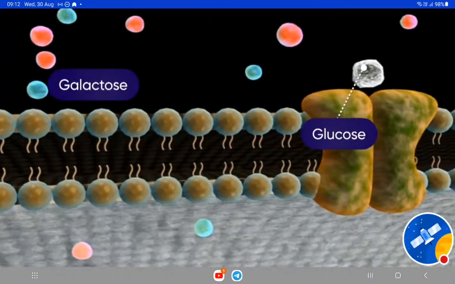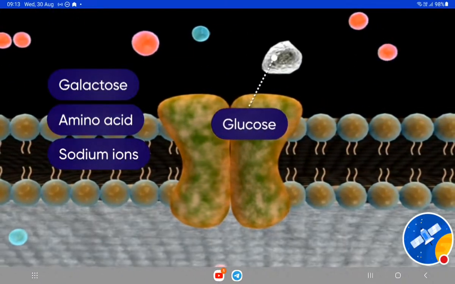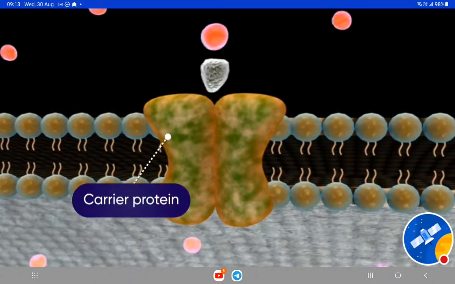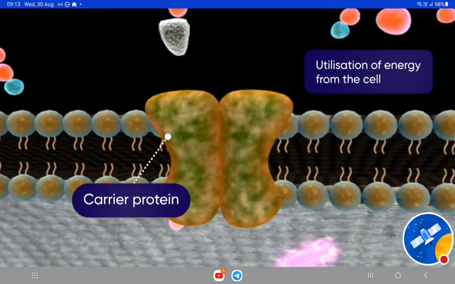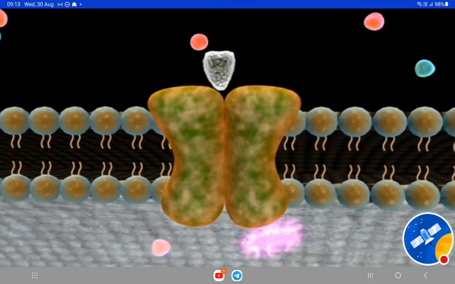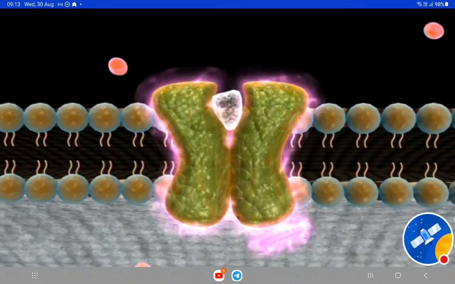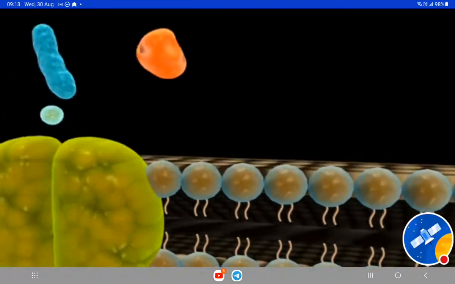Glucose, galactose, amino acids, sodium ions, etc. are on the other hand absorbed by active transport through carrier proteins with the utilization of energy from the cell. The energy required for this process is obtained by hydrolysis of ATP. Sodium ions are absorbed with the help of sodium pumps of the cell membrane.